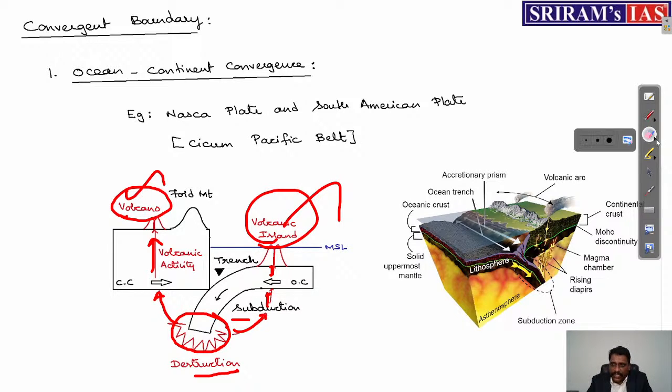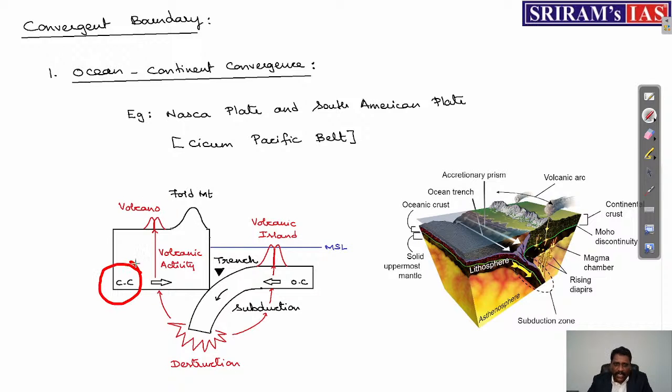Okay, now one thing I understand. Wherever continent and ocean are going for a convergence, what all may I find here? Fold mountains, volcanoes, volcanic islands, even volcanic islands, you forget about it here, right? I may have fold mountains, volcanoes, and trenches.